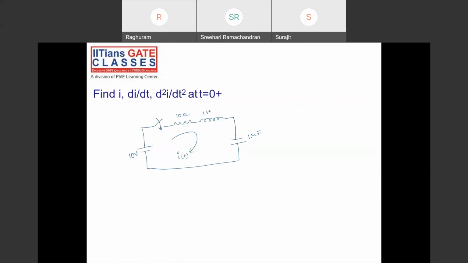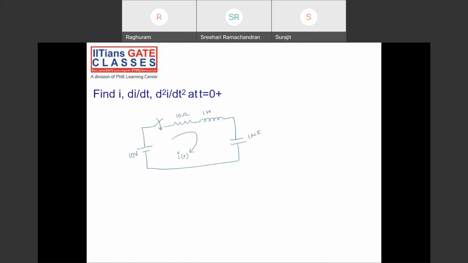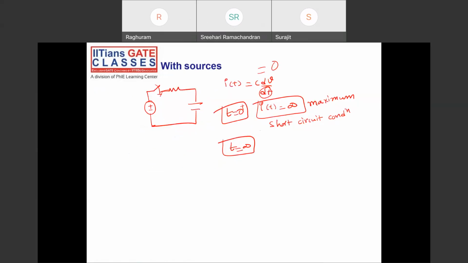At t equal to infinity it is a steady state condition. In the steady state, i will become 0, that is, i(t) is equal to 0. This is the minimum current condition, an open circuit condition.